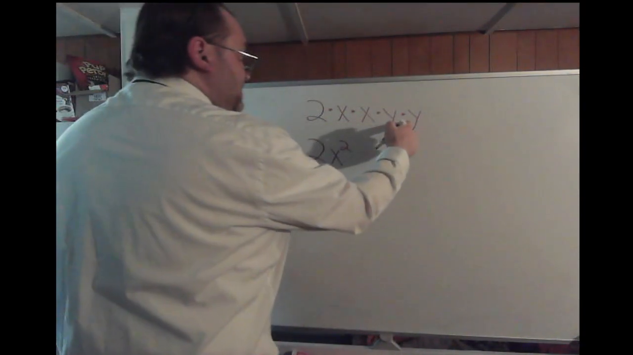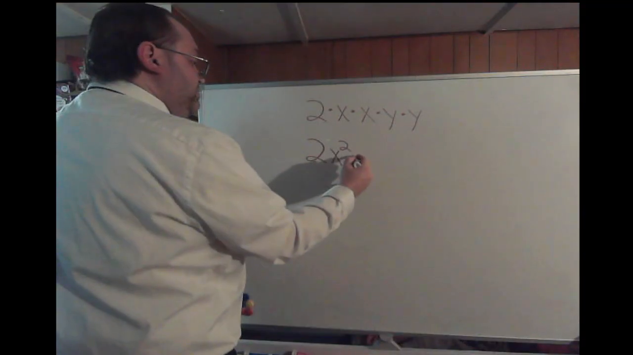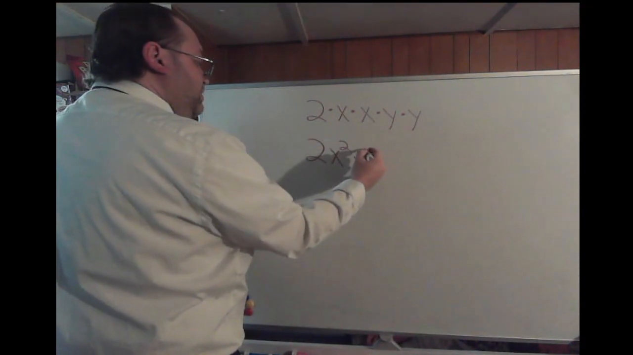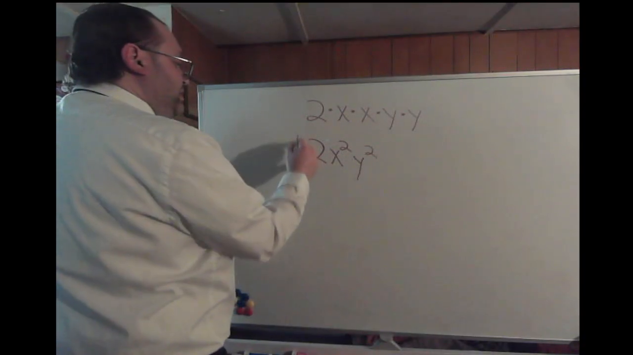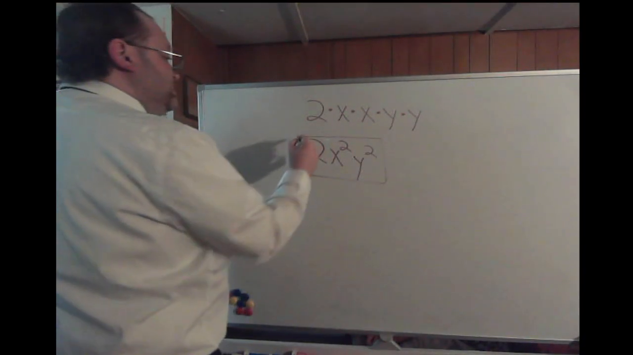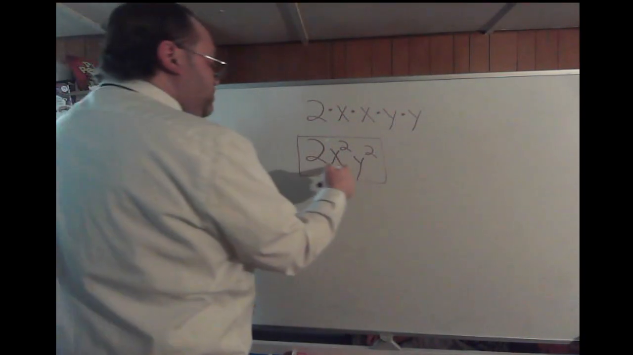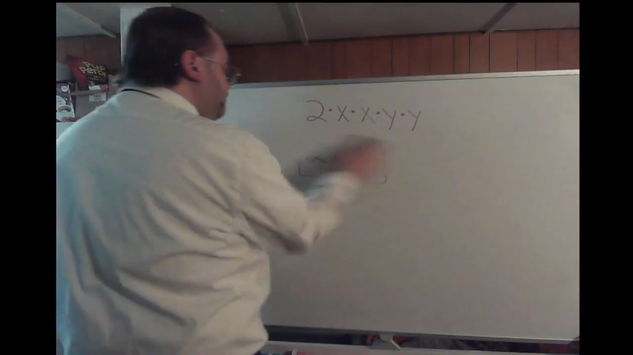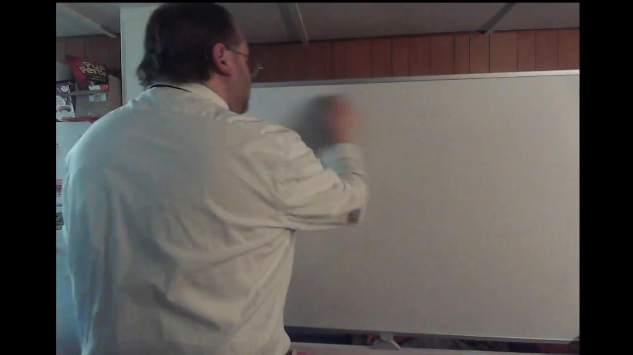Then we have y times y. Well, the base would be y. We see y times y, so that's y twice. You'd also have y to the 2nd power. So the answer to this is 2x squared y squared is how you would write that. It's all in finding your bases and then multiplying them.